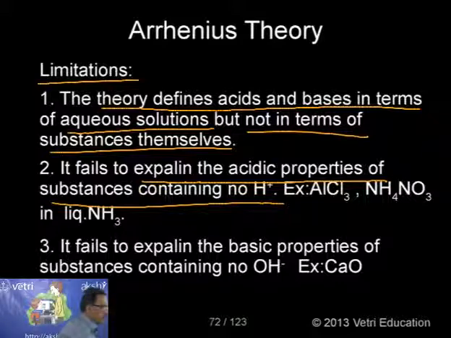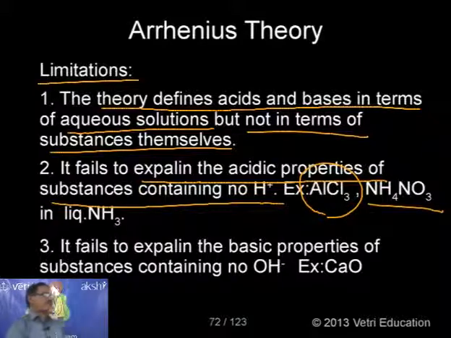A specific example: aluminium chloride is an acidic substance, but it has no H plus. Ammonium nitrate is an acidic substance, but it is not containing H plus. In liquid ammonia, if it dissolves, it will not give any H plus. So in a number of cases there is no H plus at all, but still the substances behave like acids, which cannot be explained by Arrhenius theory.